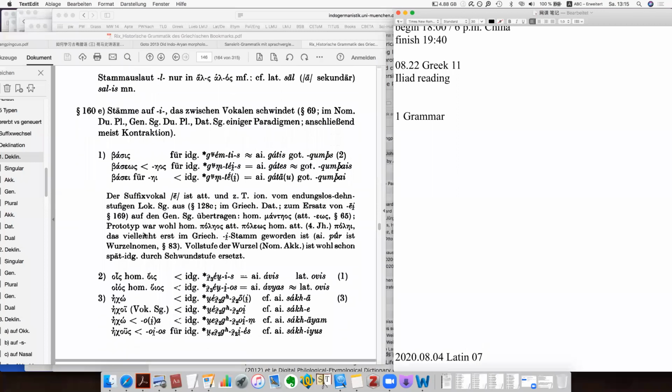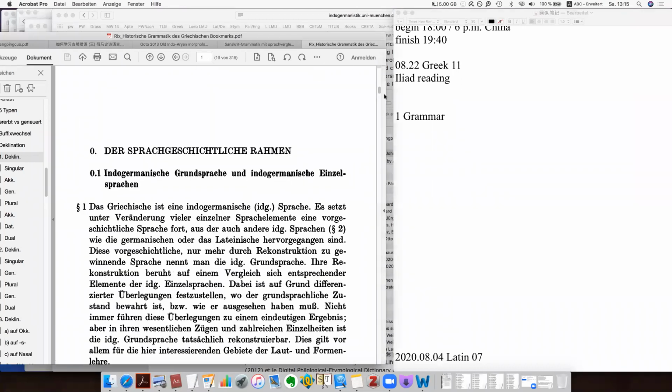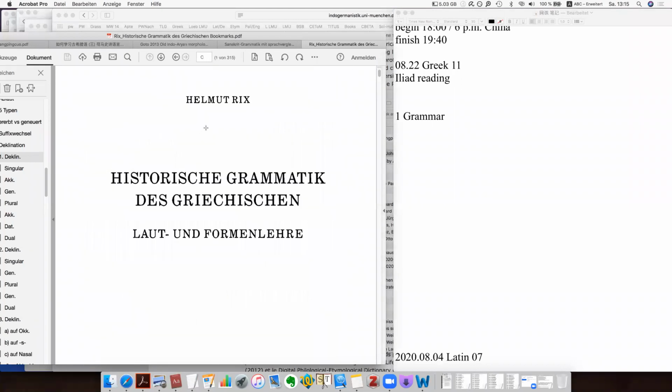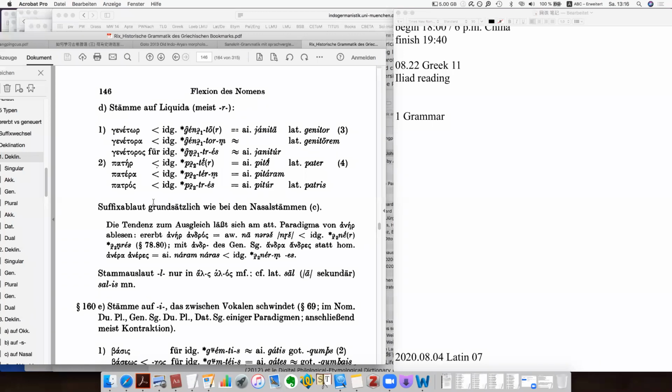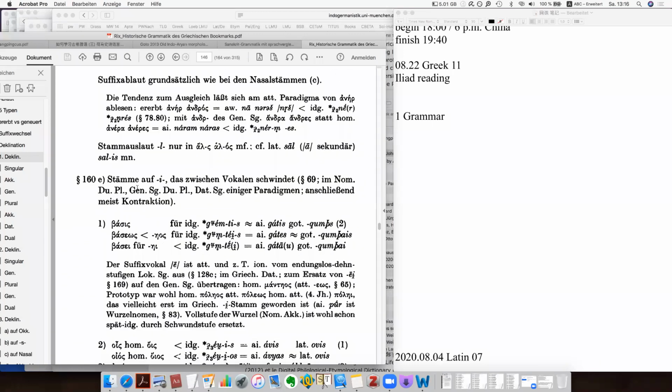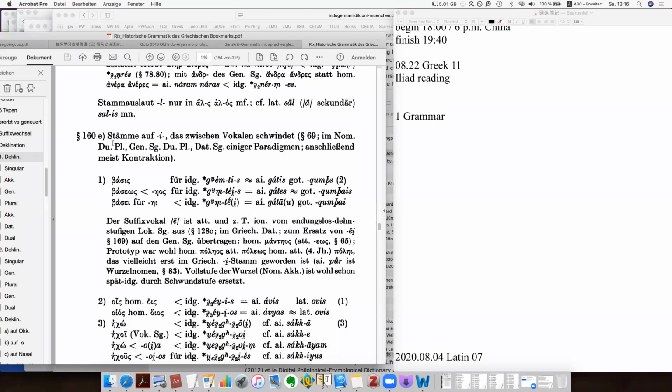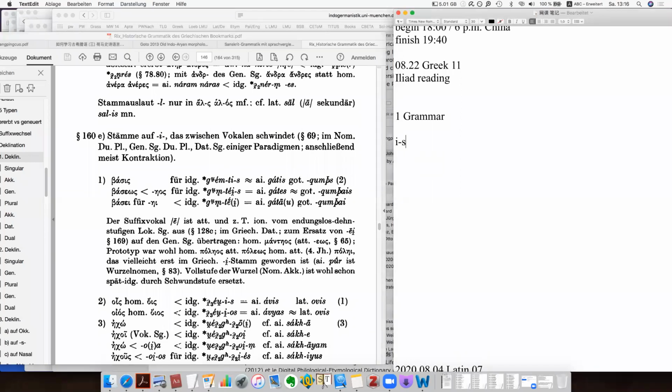So on the left side, you have already seen this is a book by Helmut Rix. This is one of the most important Greek grammars, a historical grammar. And on page 146, this is the grammar point for the I stem, so the i-stem, right? So why should we look at this one?